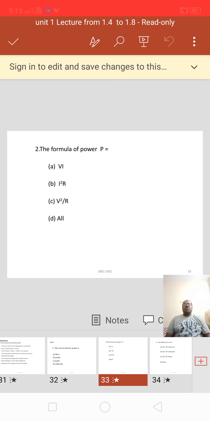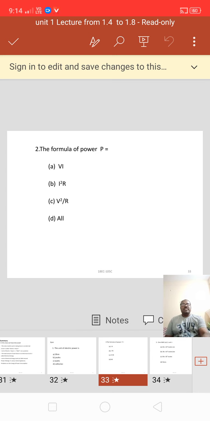The formula for power is P equal to how much? Options are A, P equal to VI, B, I square R, C, V square by R. By seeing the options, we remember that these are the different formulas of power. So the answer is D, all of these: P equal to VI, equal to I square R, equal to V square by R. These are the different formulas for power.